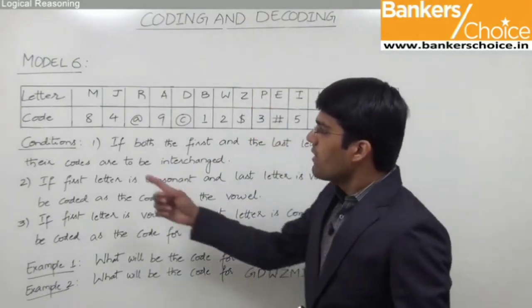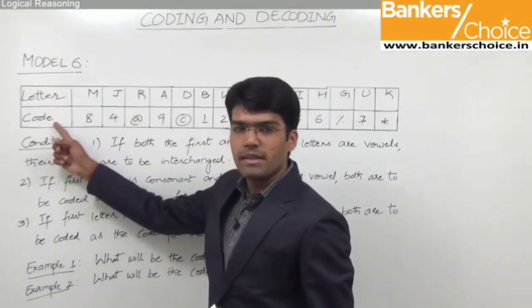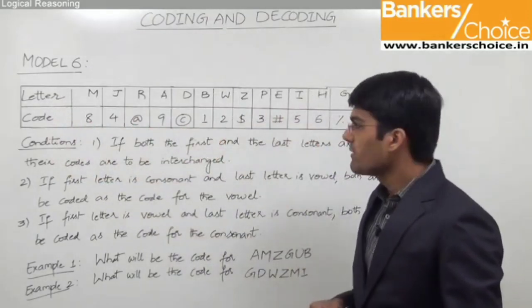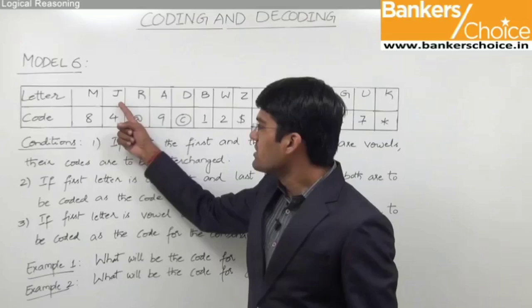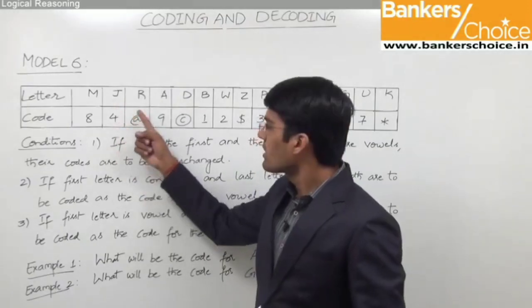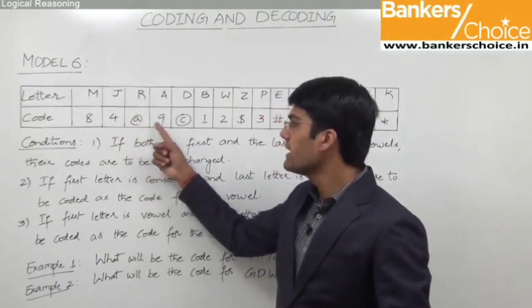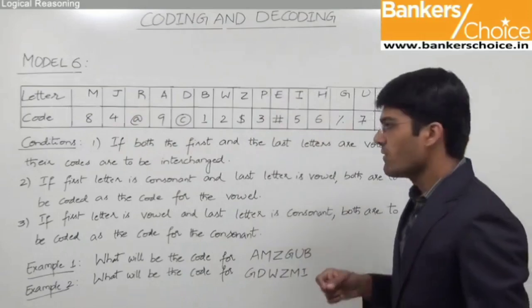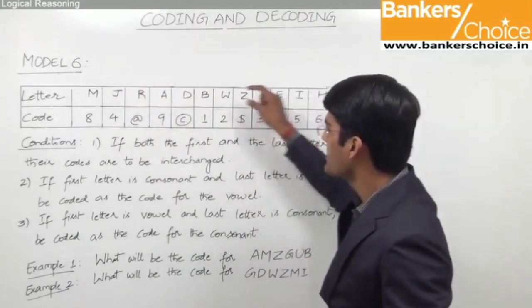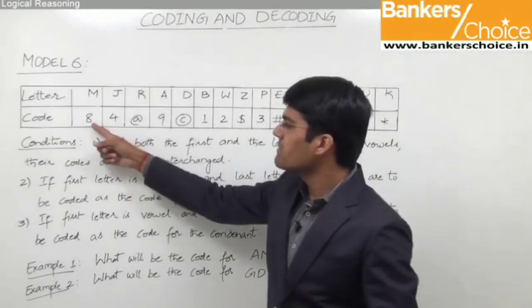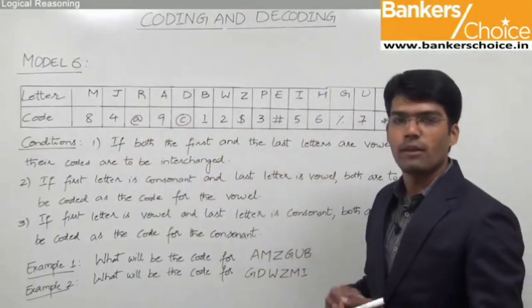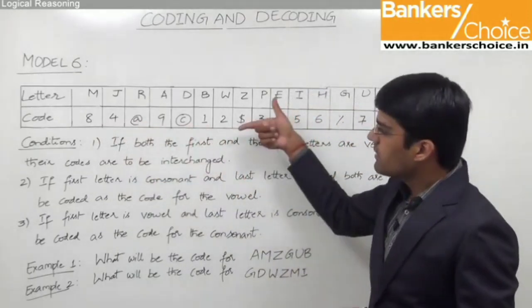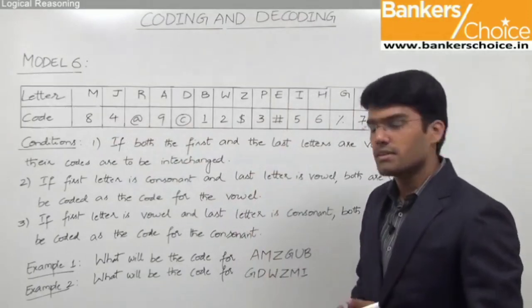Now, as we can see, for various letters, the codes have been given as shown in the table. For example, the letter M is to be coded as 8, J should be coded as 4, R should be coded as @ and so on. So we find here that for each of the letters given, the code is either a number or symbols like @, copyright, dollar and so on. And these codes are followed by certain conditions.